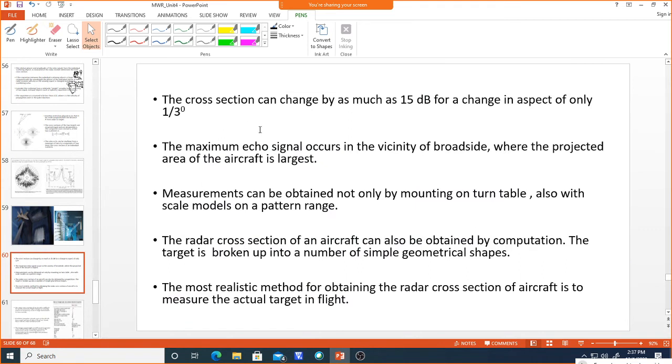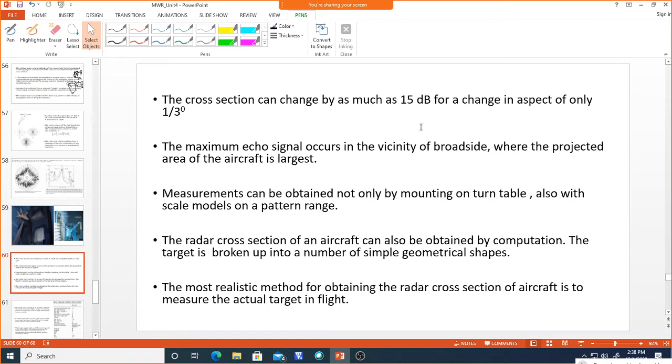Okay, so now the cross section can change by as much as 15 dB for a change in aspect of only 1/3 of a degree. That means if you change your viewing angle by 1/3 of a degree, with respect to either the azimuthal or elevation plane, there is a change in the radar cross section of as much as 15 dB.